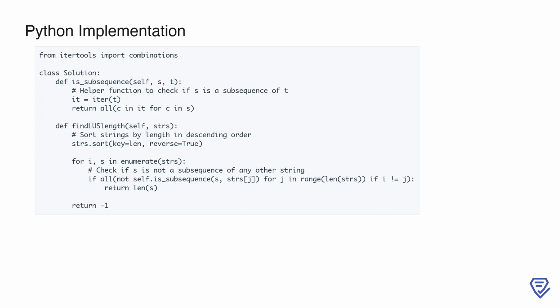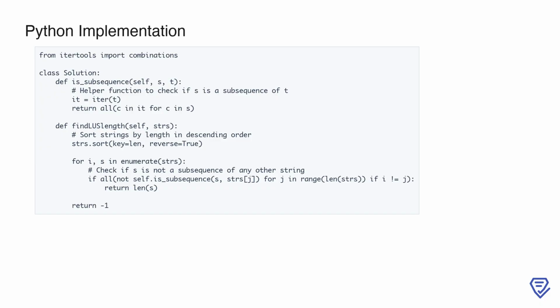Explanation of the code. The provided code solves the problem of finding the longest uncommon subsequence among a list of strings. A subsequence is defined as a sequence that can be derived by removing elements from another string without changing the order of the remaining elements.